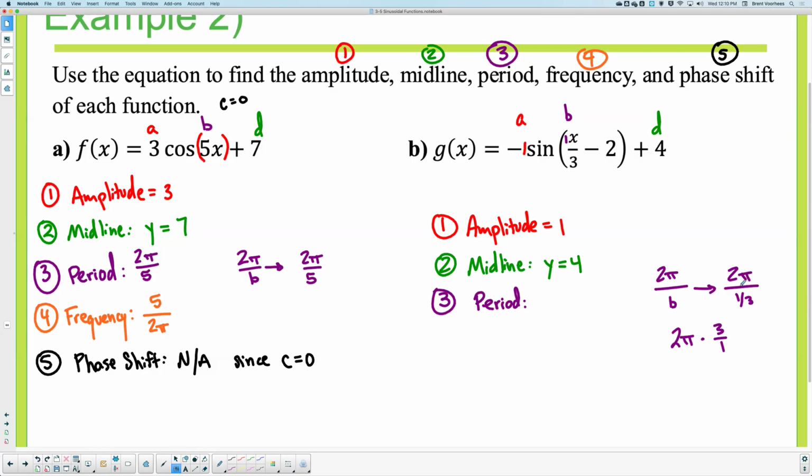Since multiplication and division are opposites, dividing by 1/3 is the same thing as multiplying by its reciprocal. What is 2 times 3/1? That would be 6 pi over 1. So just 6 pi. That is the period. Right up here, the b is the value that's multiplying or dividing x. Since x was being divided by 3, that's like 1/3. Make sense?